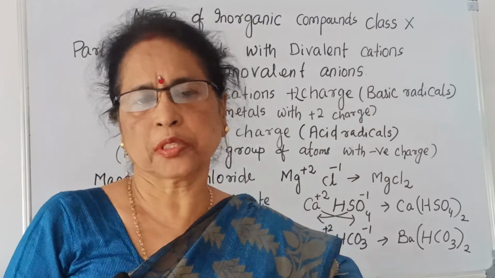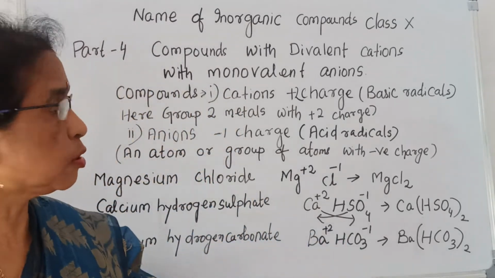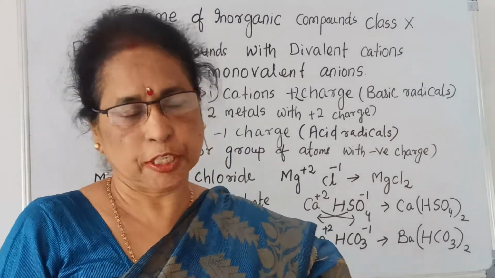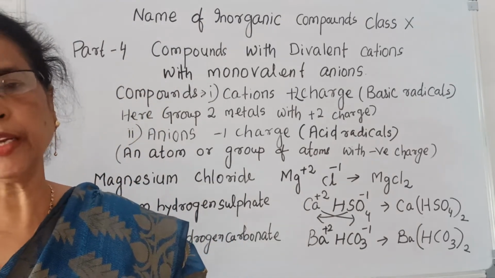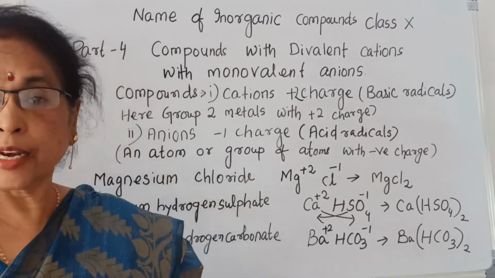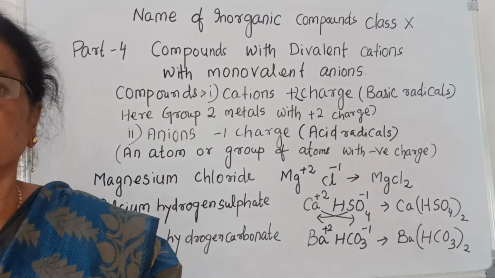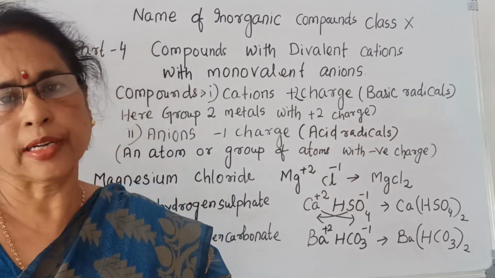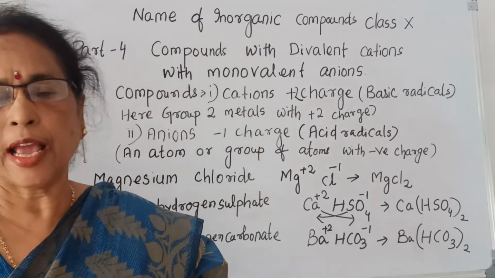Now I am going to focus on the names of inorganic compounds, which are necessary for class 10 and also in higher classes, and that are very important in chemistry. In parts 1, 2 and 3, I explained monovalent cation with monovalent anion, monovalent cation with divalent anion, and monovalent cation with trivalent anion, and how the different compounds are formed from the cation and anion.